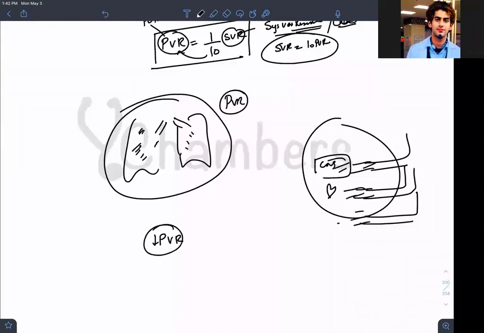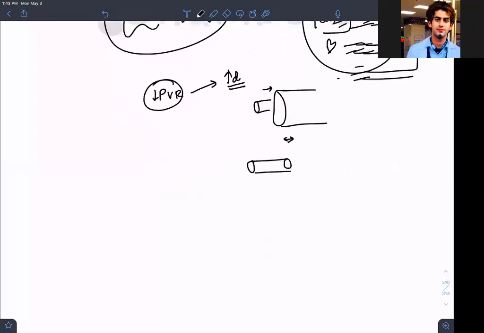what comes to my mind? Should I use a large diameter vessel? Should I make the diameter of the vessel large if I want to decrease the PVR? If I want to decrease the resistance, should I increase the diameter? If the vessel was this much, I should make it this much. You should reply fast so that I can understand that you are learning. And I should decrease the length. And should I make them more parallel or in series to decrease the PVR?